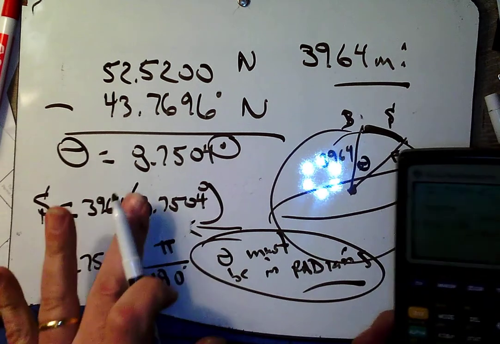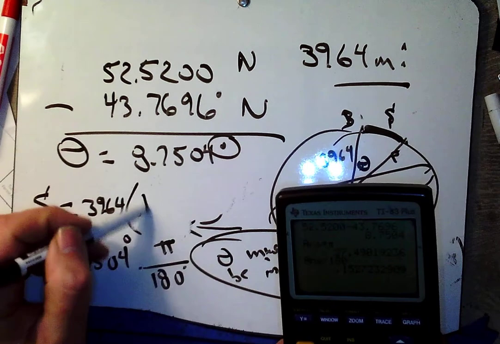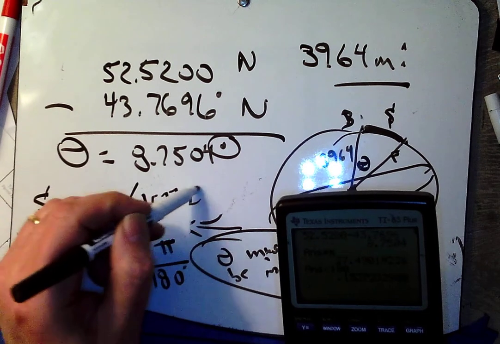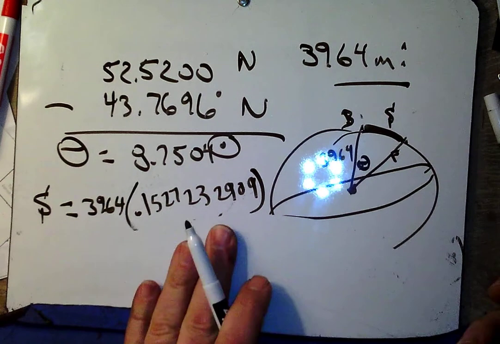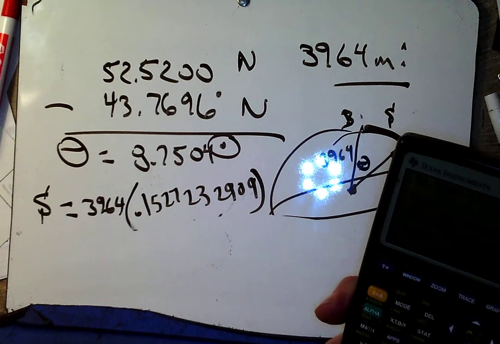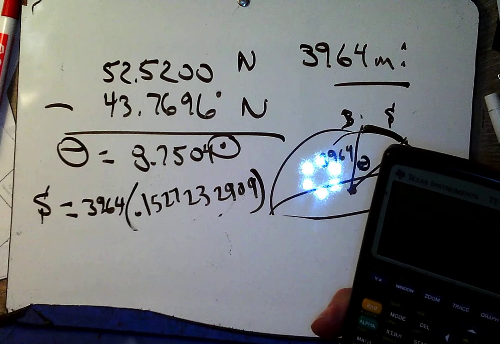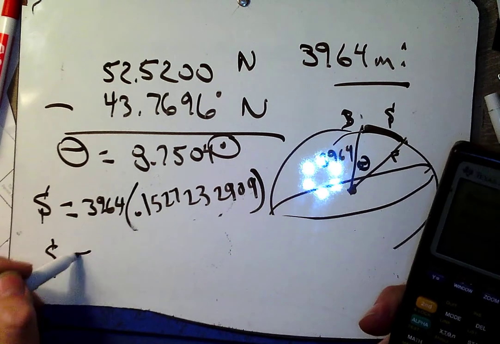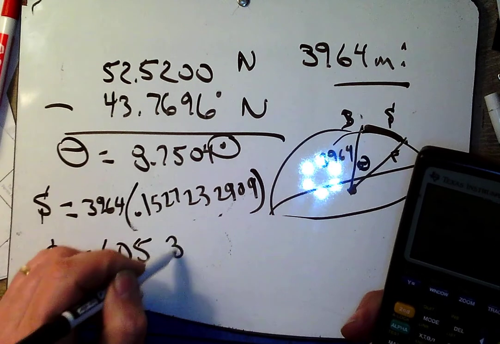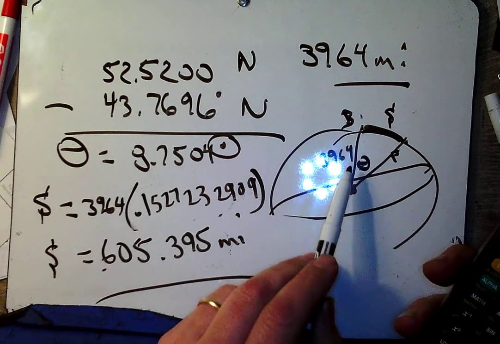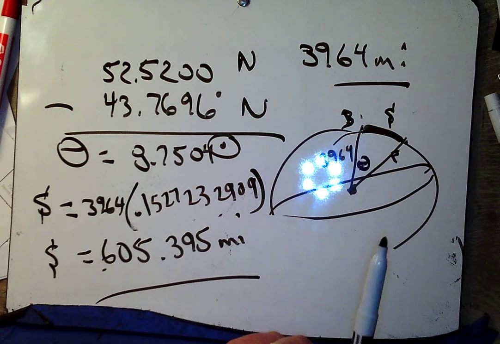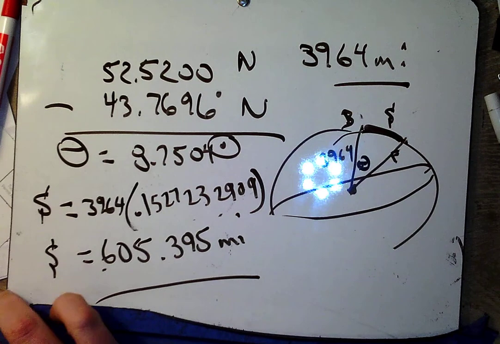Okay, so now I have my angle as 0.1527232909. There. So I'm going to multiply times 3964. And I get that the arc length is 605.395 miles. Berlin is 600 miles north of Florence. Any questions about that? Okay, well, I think you should do this one.